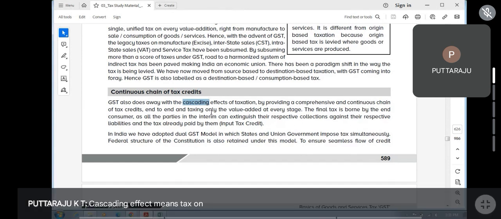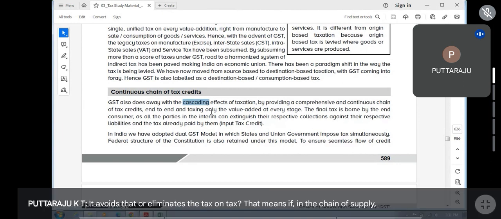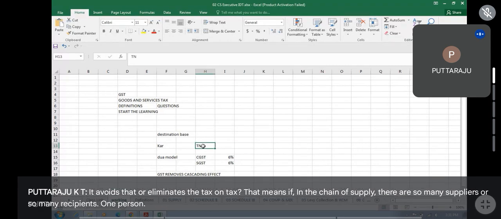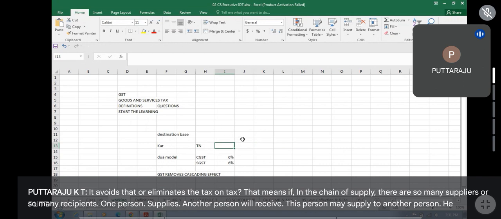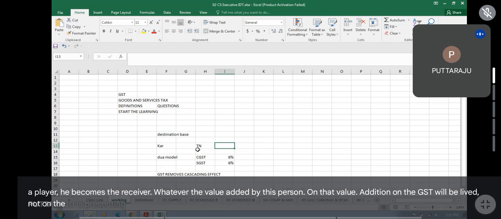Cascading effect means it avoids that. Means if there are so many suppliers or so many recipients, one person supplies, another person will receive. This person may supply to another person. He becomes a supplier, he becomes a receiver. Whatever the value added by this person, on that value addition only GST will be levied, not on the value added by this person on this goods.